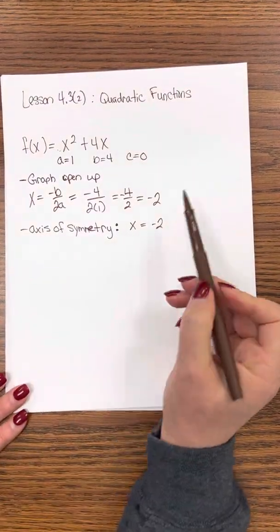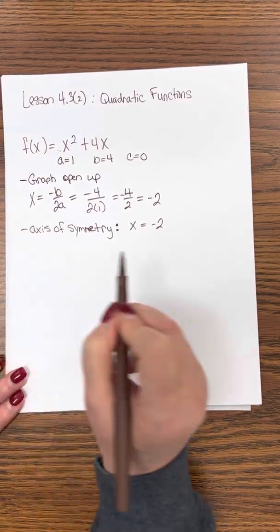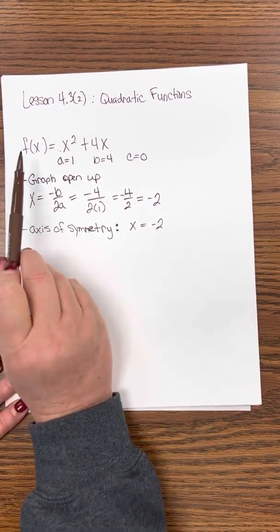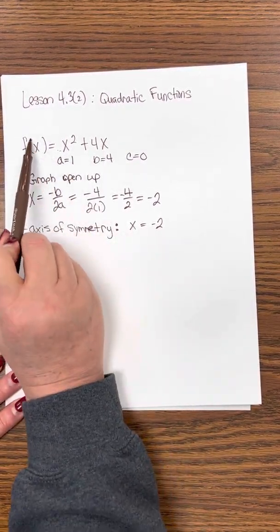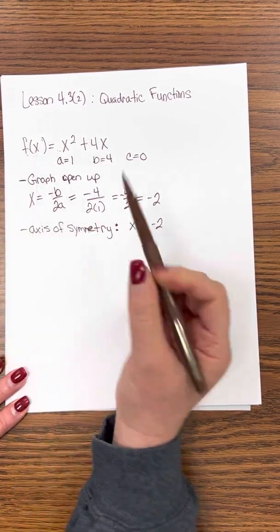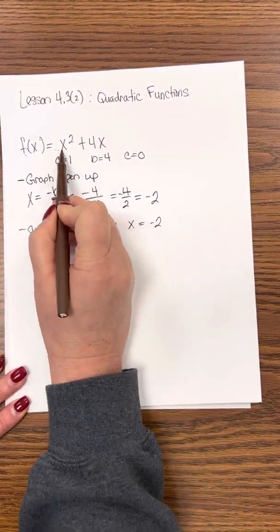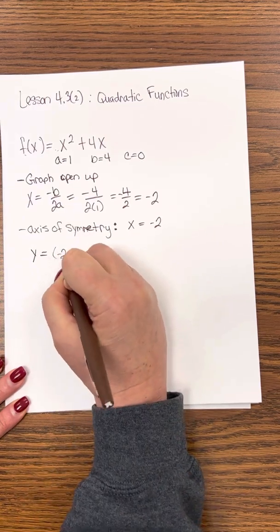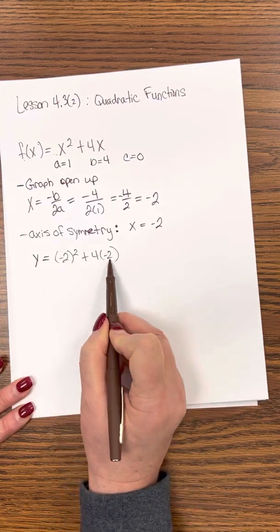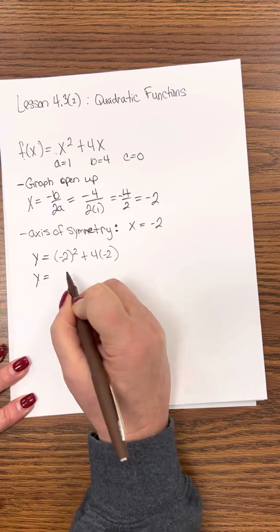The axis of symmetry is the line that goes down the center of your parabola. Now let's talk about how we finish to find the vertex. Now that we know x is negative 2, we go back to our original function. Remember, this is f of x notation, but it's the same thing as y. So I'm going to change that to y equals, and I'm going to put in negative 2 for both my x's. What that's going to do is get us the y coordinate of our vertex. So then negative 2 squared.